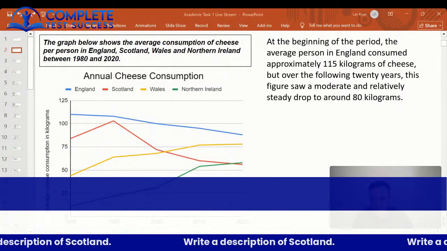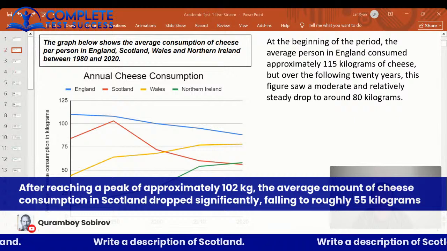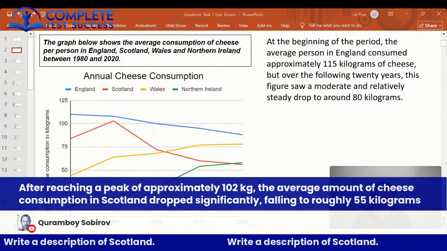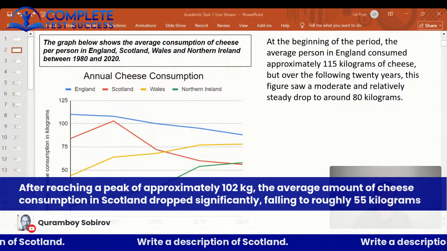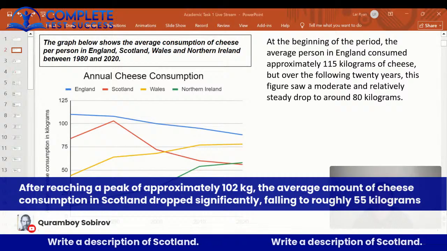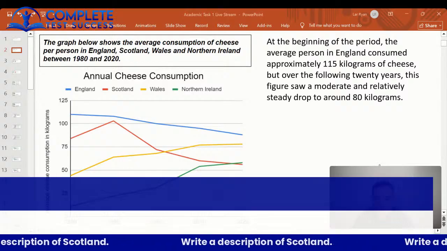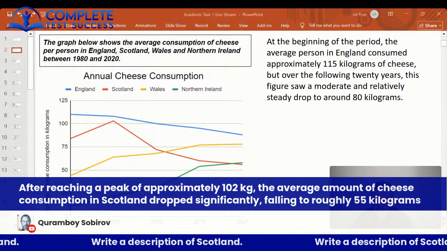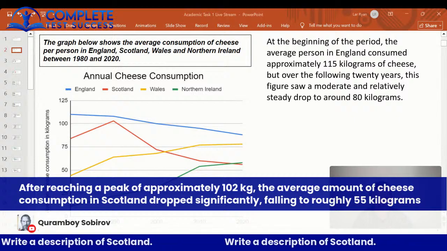Okay, Coramboy. After reaching a peak of approximately 102 kg, the average amount of cheese consumption in Scotland dropped significantly, falling to roughly 55 kilograms. So a few problems here. You haven't mentioned the first year. So you haven't told me where was it in 1980. So now for the reader, you haven't given them that information, so they won't know. So you have to give the first year always. Every category will always have to give the first year.